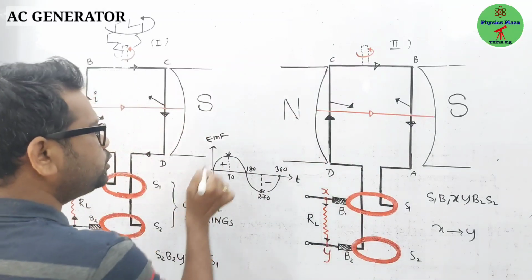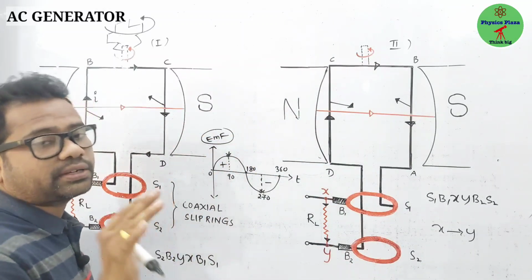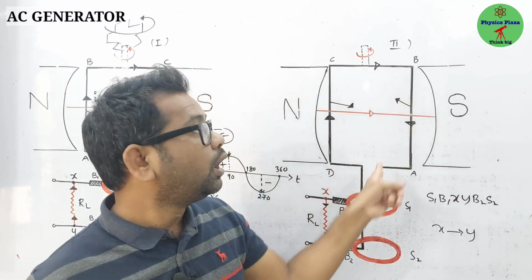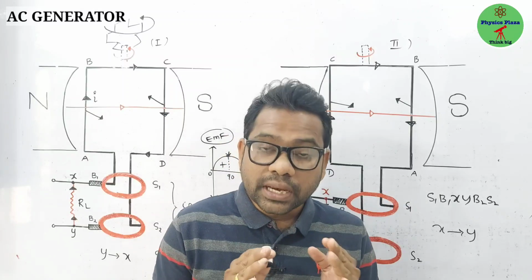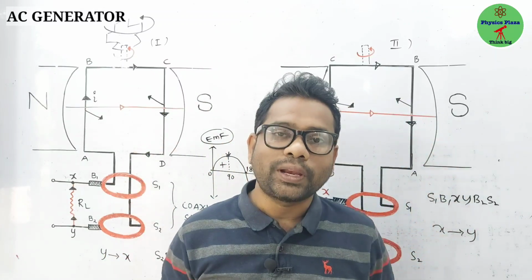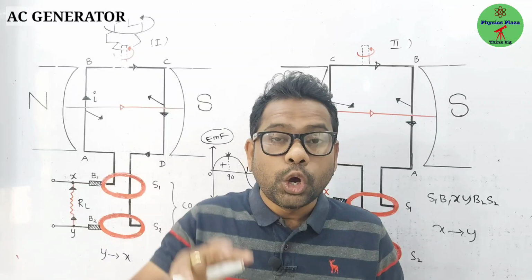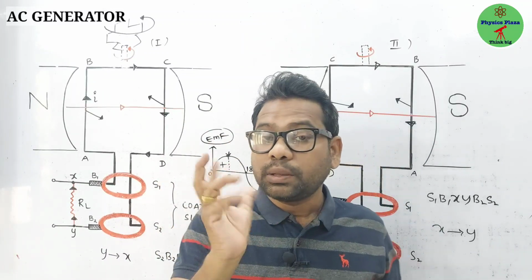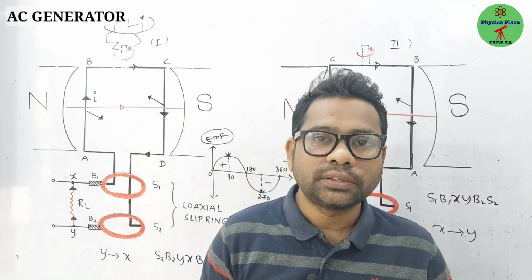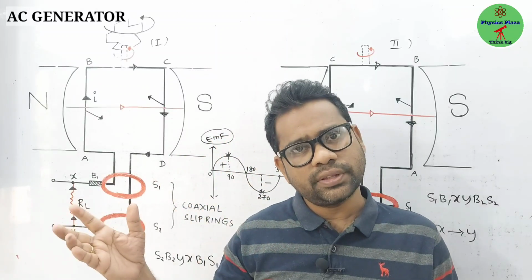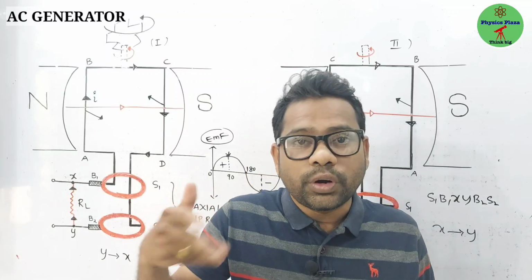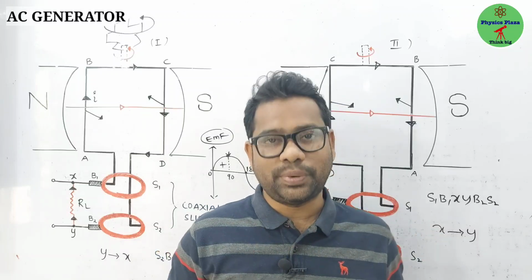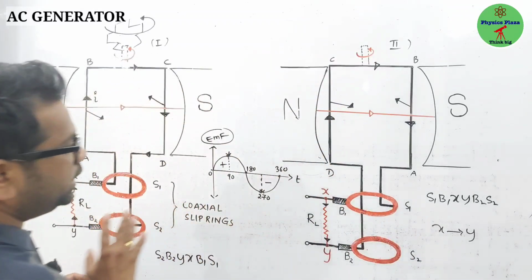And here this induced EMF depends mainly on three factors. First, the number of turns in the coil, how many turns are there. The second is the surface area of the coil. The third one, children, is rotation speed. If the coil is rotated very fast and the magnetic flux also changes fast, then the induced EMF and induced current are also produced in a fast manner. So, these are the three factors on which induced EMF depends. Clear, children? So, this is about the AC generator.